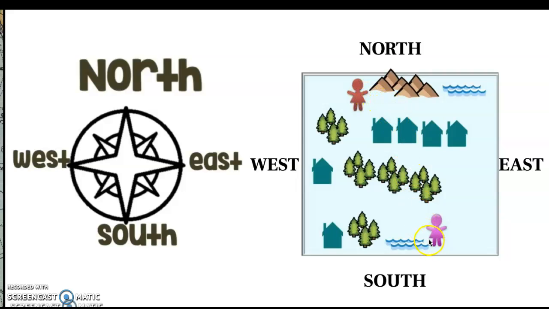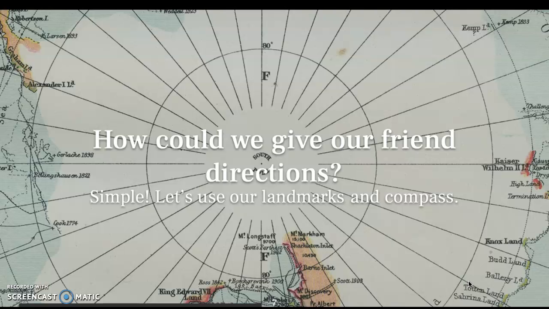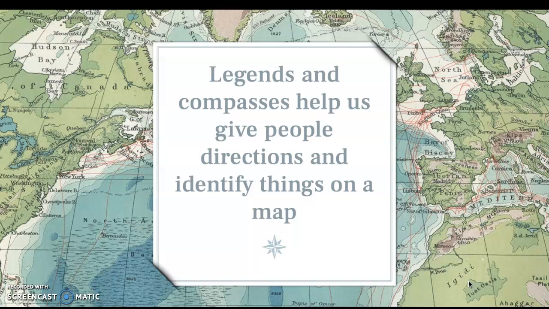Alright, we could go a different way. We could say, starting at the trees, head north to the house. Then from the house, head north again to the mountains, and then head west. And then we've helped our friends meet up. So that's how we helped our friends find each other. So legends and compasses help us give people directions and identify things on a map.